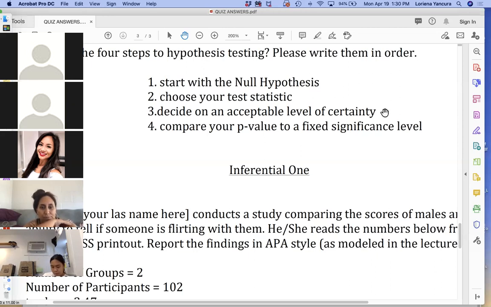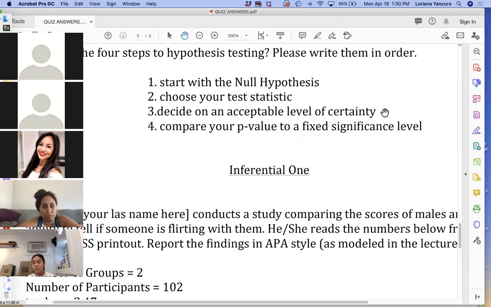So when you see an alpha of 0.01, you also want to automatically think, oh, okay, that's 99% that it's not due to chance. I'm saying 0.01 it could be due to chance, 99 that it's not. When you see an alpha level of 0.05, 5% that it might be due to chance, I'm 95% certain that it's not. So that's step 3. You decide on an acceptable level of certainty.